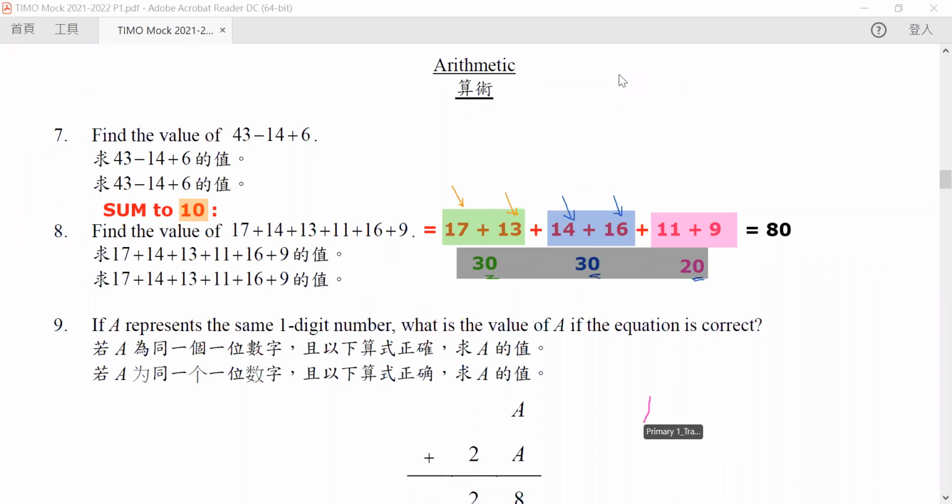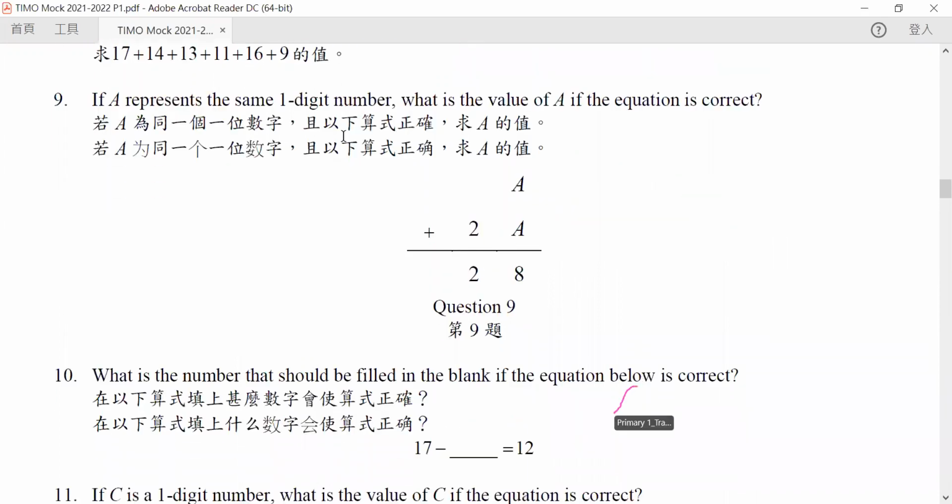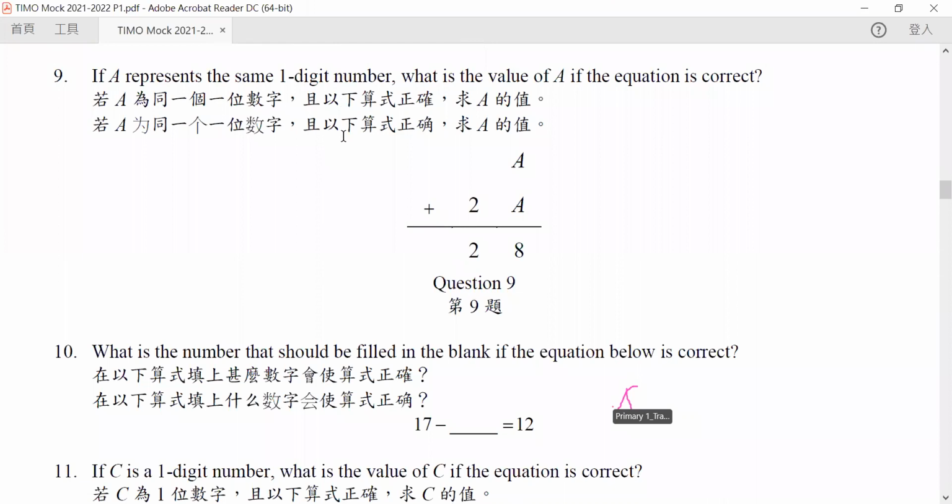So let's go to question number 9. If A represents the same first digit number, what's the value if the equation is correct? What's the answer of it if this question is correct?